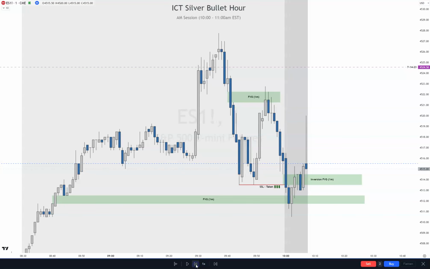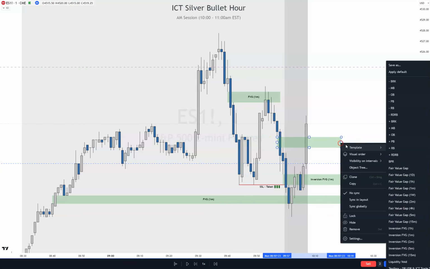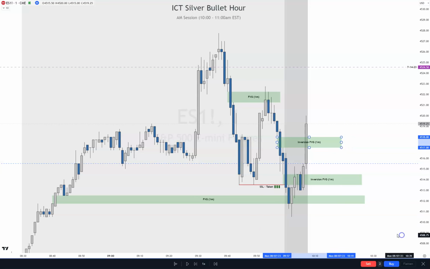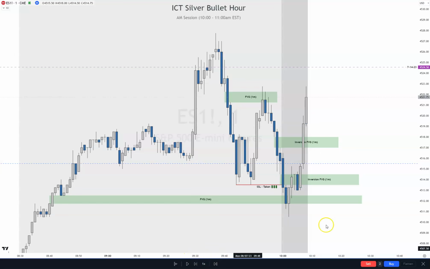Okay, so let's see. Wow, big, huge candle. So let's just mark this on here too. This would be another inversion fair value gap right at this point. Okay. Let's see if we get any pullback here. We don't. Okay, so there's another fair value gap right here. So now this would be a good area to go long in, to go up. We haven't cleared this yet. And then we also have this high up here. So let's just see.